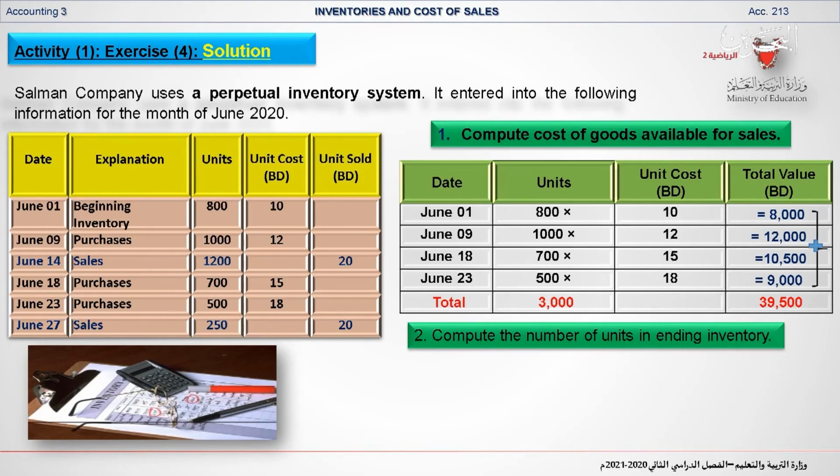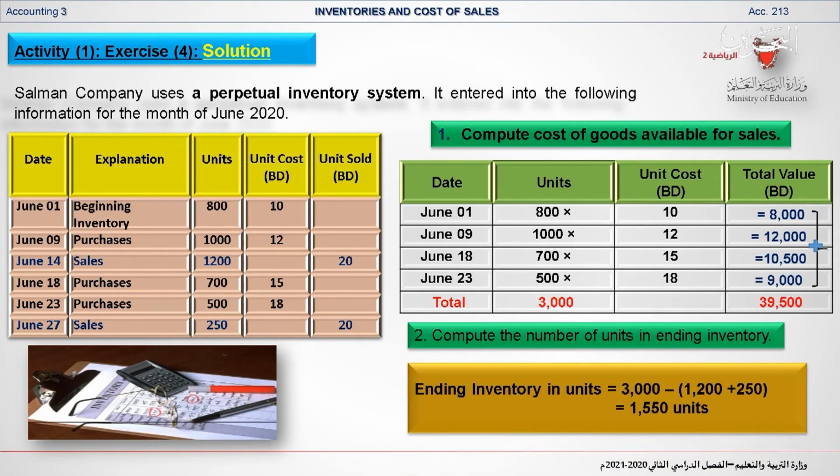In the second requirement, you need to compute the number of units in ending inventory. To do that, you have first to find the total of beginning inventory units plus all units in inventory purchases during the month, which are 3,000 units, and then subtract the number of units sold on 14th and 27th of June, that is 1,200 plus 250 units. So, the number of units in ending inventory are 1,550 units.